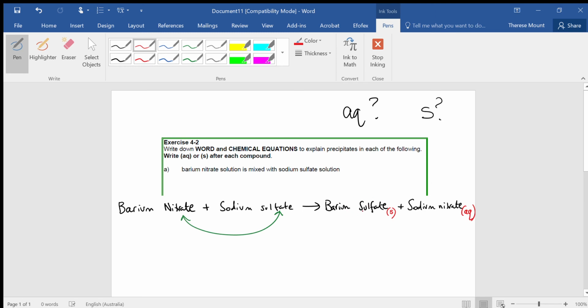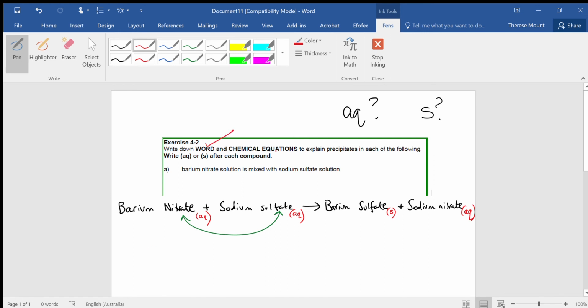So this is going to form a bit of a salt in my solution. It's going to come together and form a solid. So that's my word equation. Now I'll just put the states for my reactants here. Both of these have been dissolved in water, haven't they? And they both were dissolvable in water, otherwise it wouldn't have worked. So they're both aqueous too. Okay, so that's the word equation done.